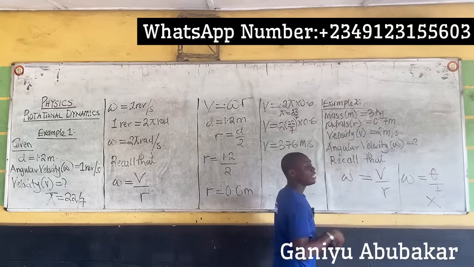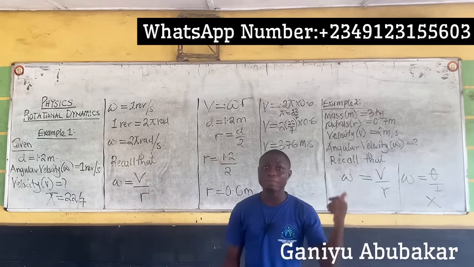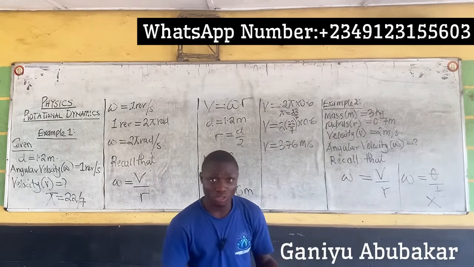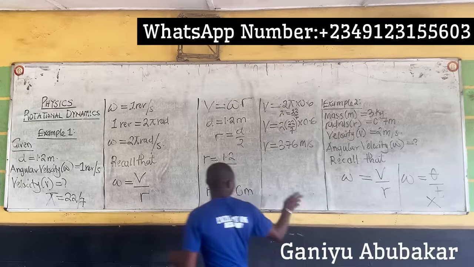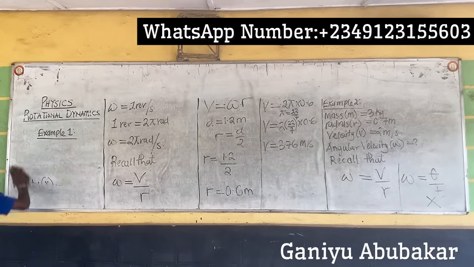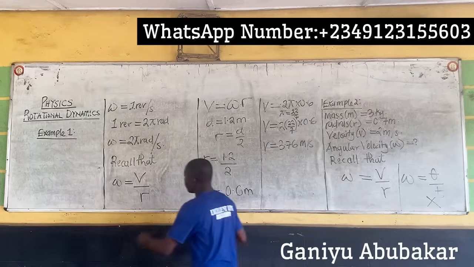Now here's the concept. In this case here, the mass given has nothing to do, so the mass there is just like a confusion. It has nothing to do here. So let's get the omega. Let's get omega from here, using this one here, omega.